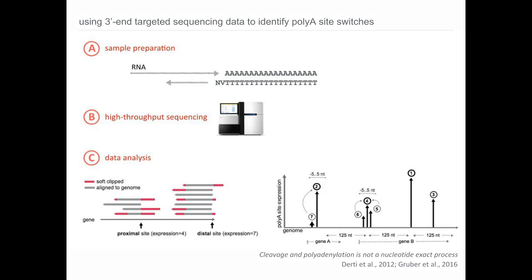And after you group these signals together, you can imagine that you have information in a genome-wide manner of where polyadenylation is happening, and not only where, but also the extent of polyadenylation.